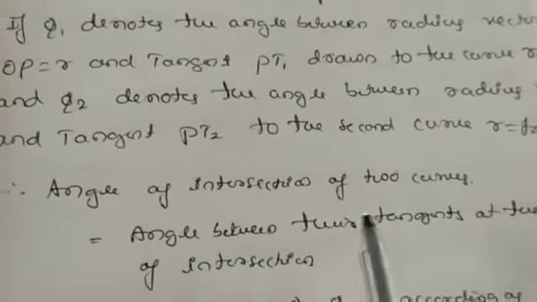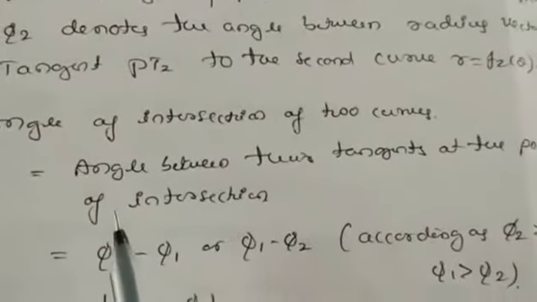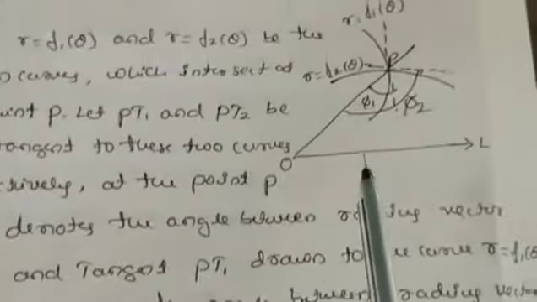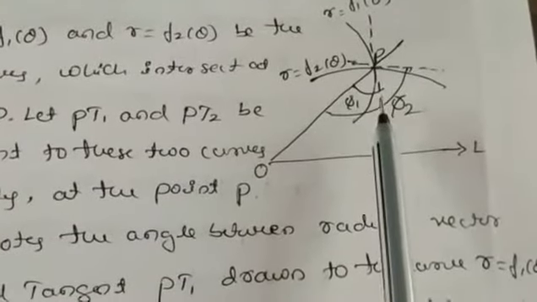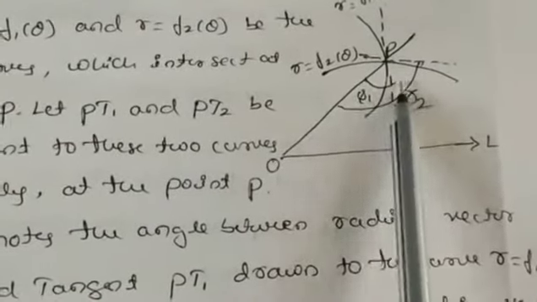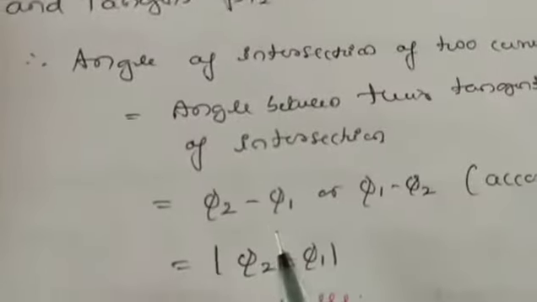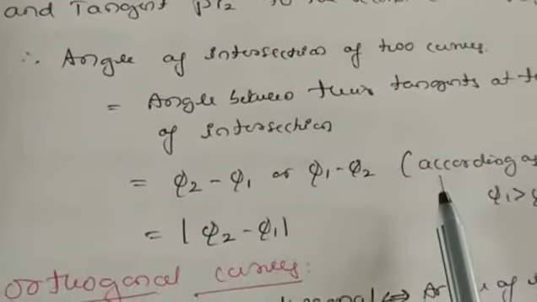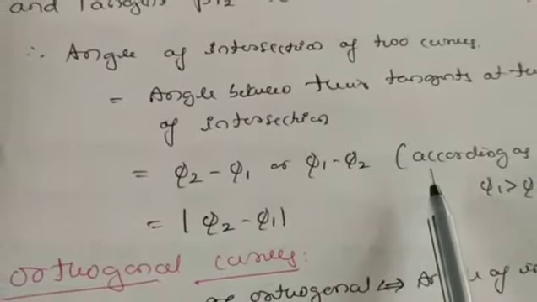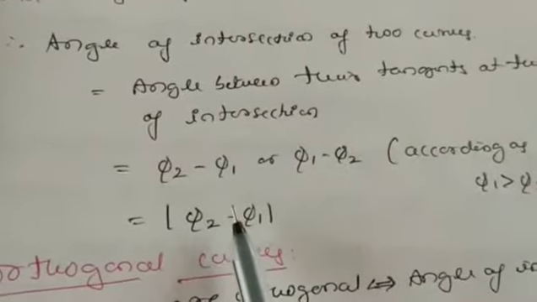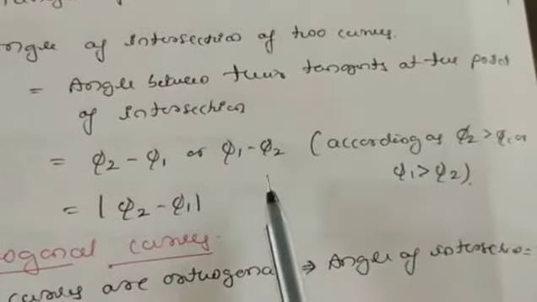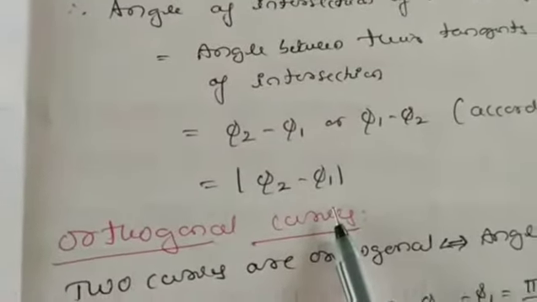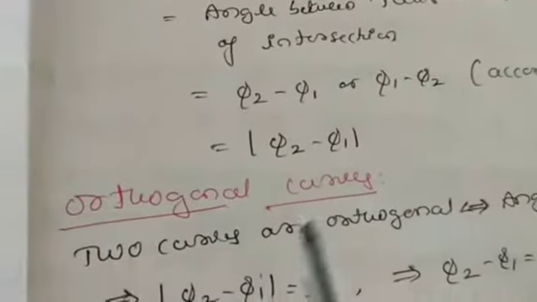Now, the angle of intersection of two curves is nothing but the angle between their tangents at the point of intersection. This is phi 2 minus phi 1, mod of phi 2 minus phi 1, or phi 1 minus phi 2, depending on the values of phi 1 and phi 2. If phi 2 is greater than phi 1, it is phi 2 minus phi 1, and otherwise it is phi 1 minus phi 2. So you have to take the mod, because the angle is always positive.